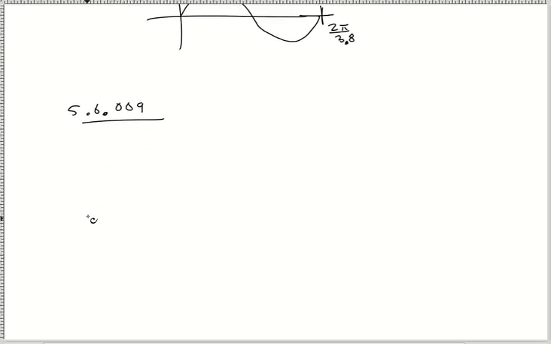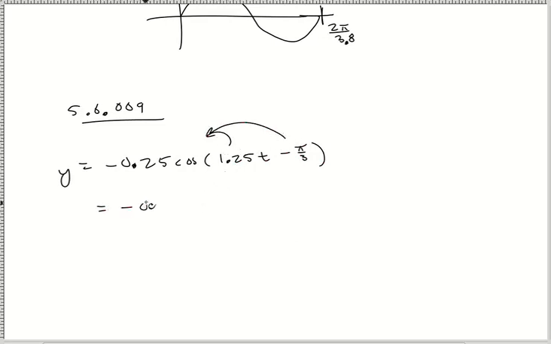5.6.009. So I've got y is equal to negative 0.25 cosine of 1.25t minus pi over 3. So I need to alter this a little bit. I'm going to be pulling out a 1.25 to the front, so 1.25 times t minus... I'm going to pull out a 1.25. 1.25 times the 3 in the bottom makes a 3.75. So I just did that math ahead of time.